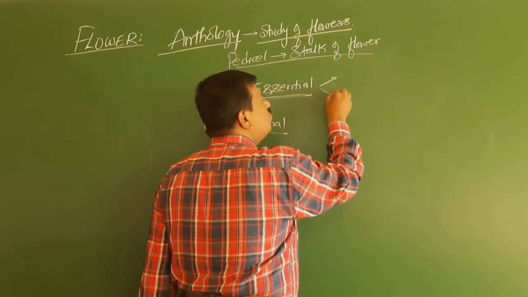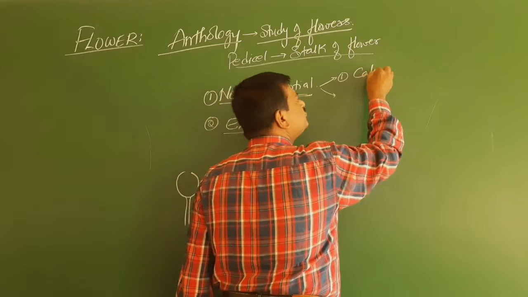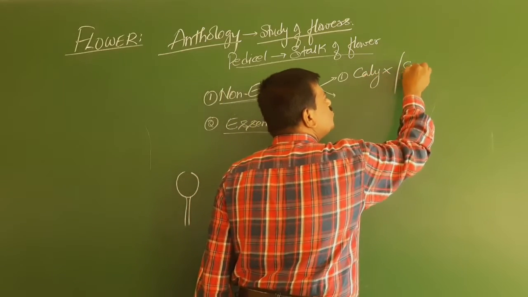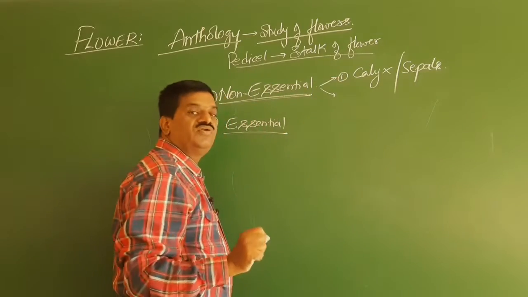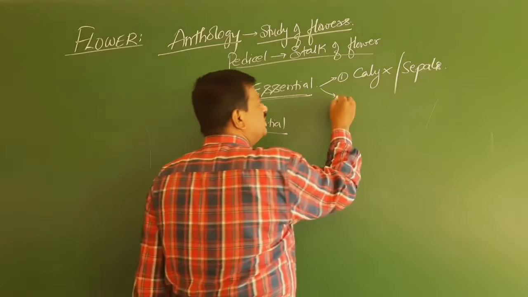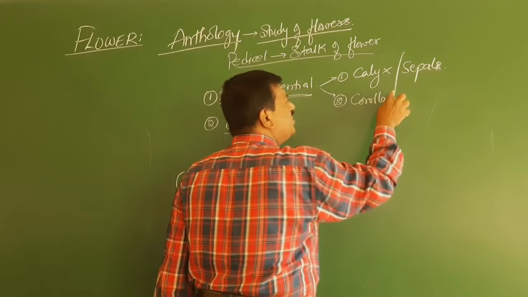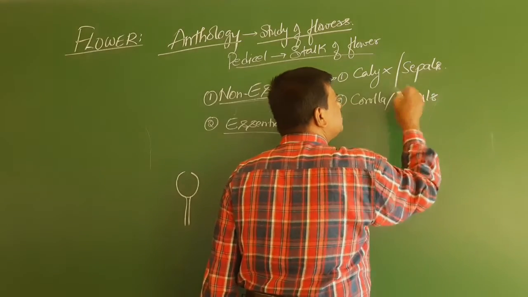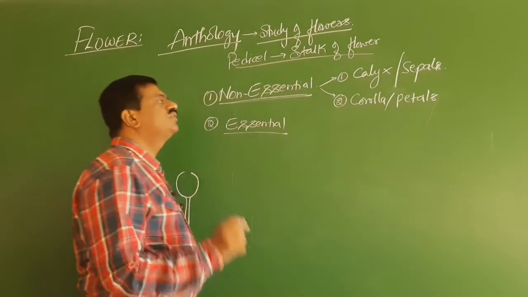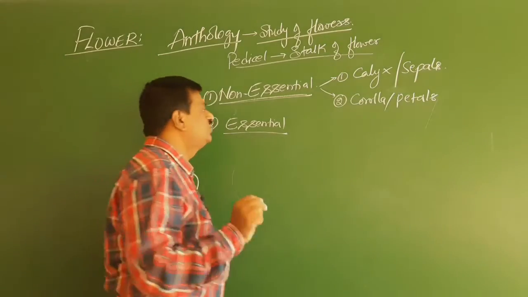There are two whorls. One is called calyx. The calyx is also called sepals. This is one of the non-essential parts, and the second one is called corolla. The corolla is also called petals. Petals are also called corolla. These two are called non-essential parts of a flower.